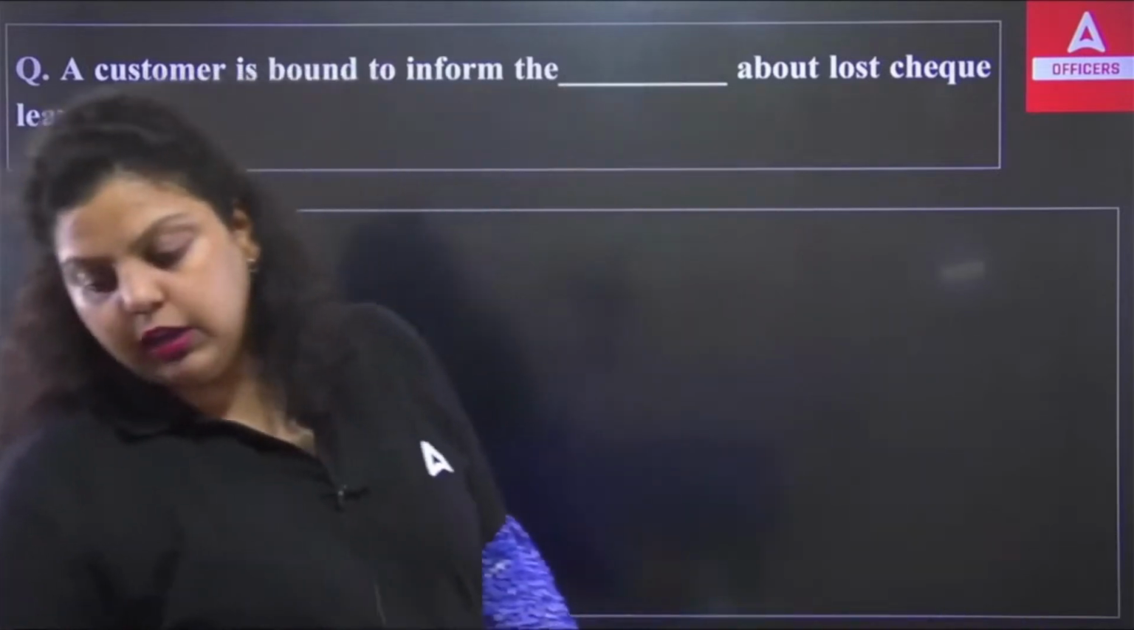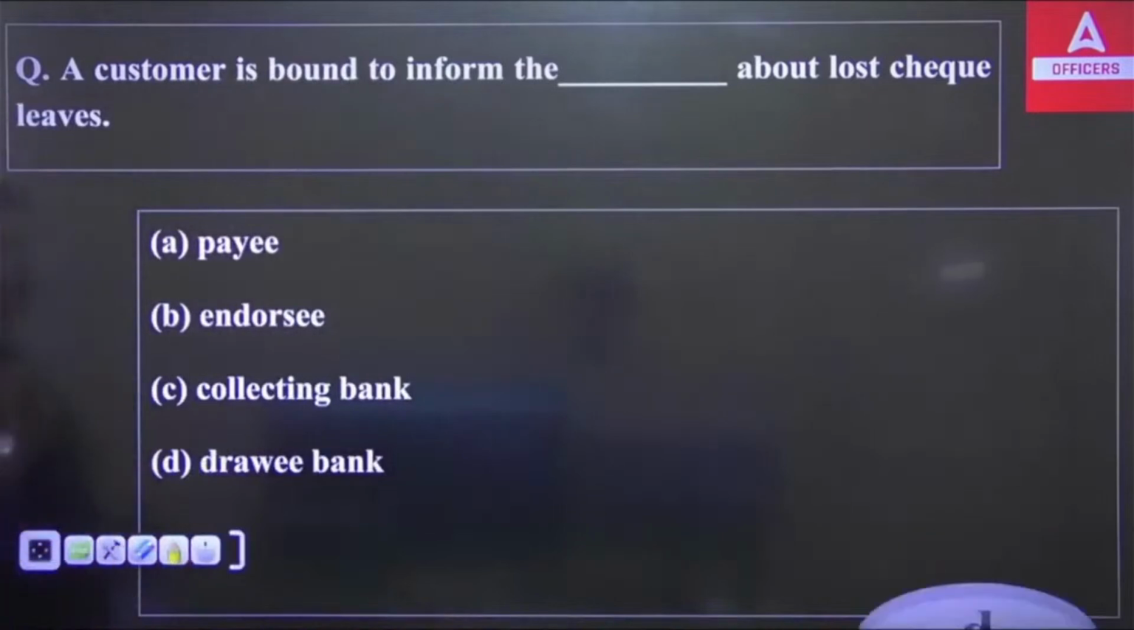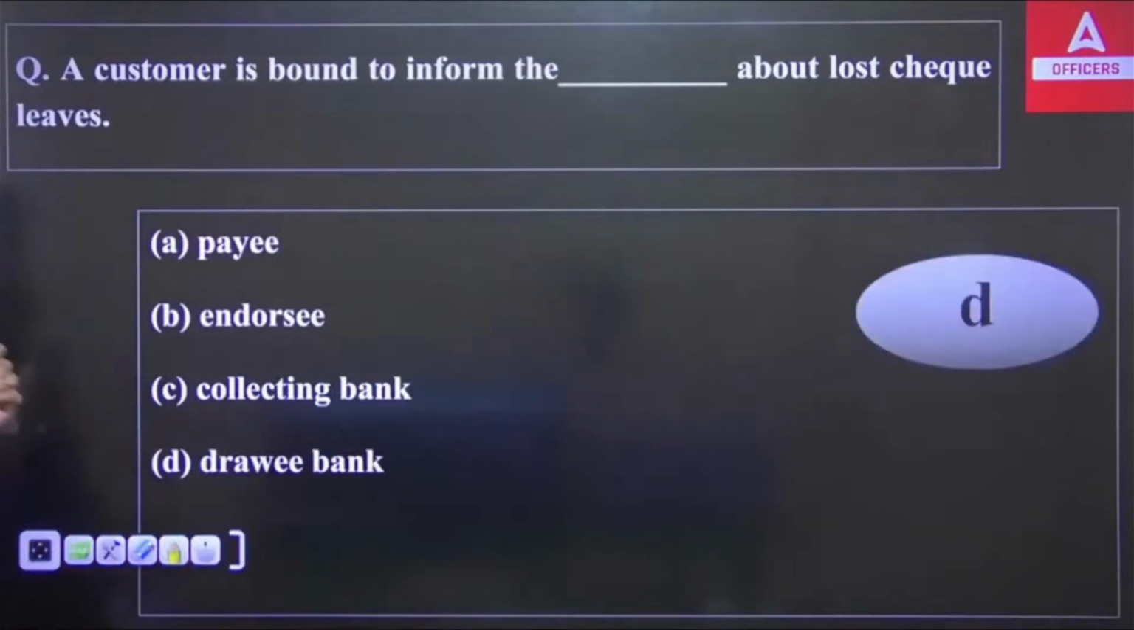Otherwise, no. So you have to inform the bank so that the bank will become very cautious about the payment of the check. So they will be confirming with you. The right answer is D.